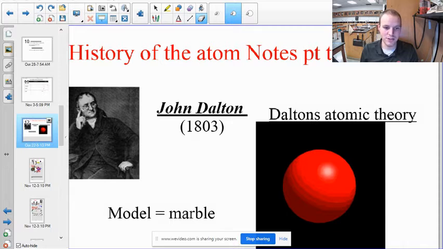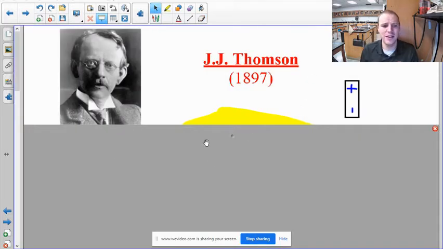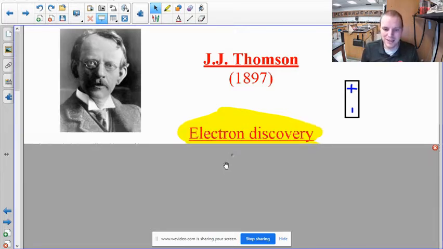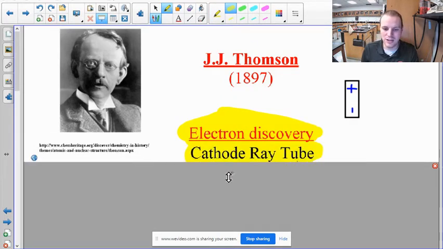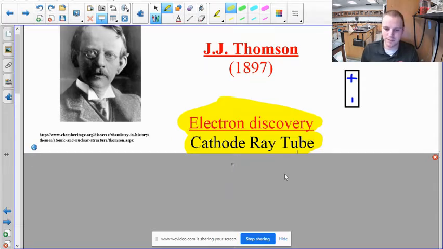So that brings us to J Thompson. Come on down. All right. So here's J Thompson. What are the things you need to know about him? This man discovered the electron. This is a big deal. J Thompson discovered the electron. And he did that using a cathode ray tube. So J Thompson made a huge step forward in the understanding of what an atom is.